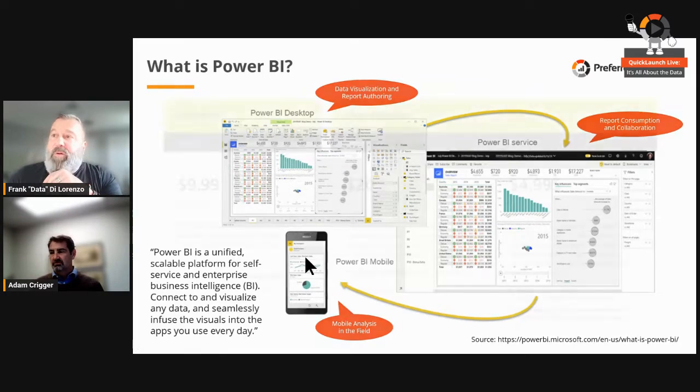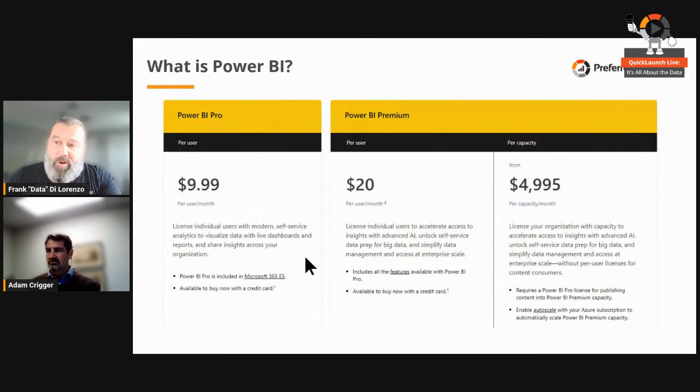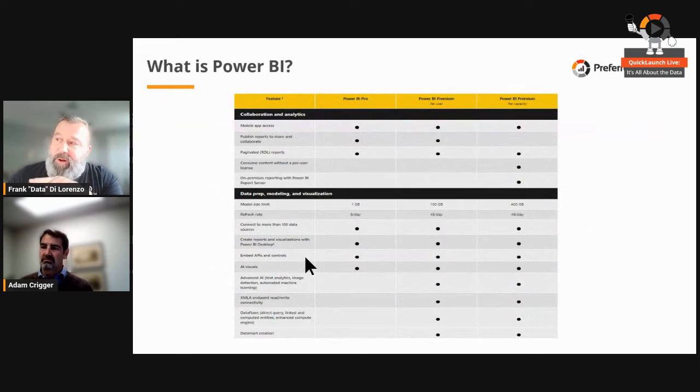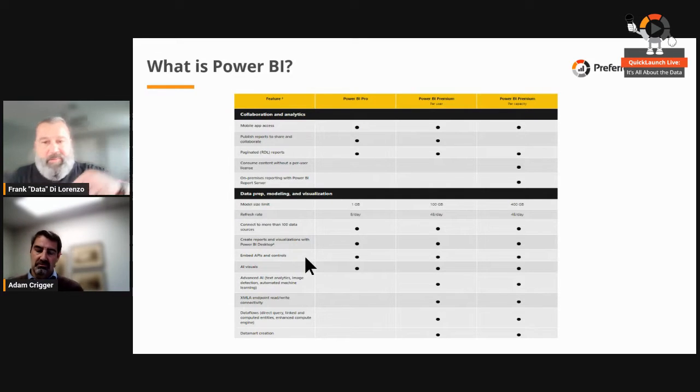So three main components. Power BI Pro, $10 per user per month, or $9.99. And then Power BI Premium, two facets to that: $20 per user per month, and per capacity is $4,995. Adam will talk more about this. And then I put on here what capabilities, what features are included with each version. For anybody out there that wants these slides, if these would be helpful for you, just reach out. I'm happy to email them and share them after the fact.